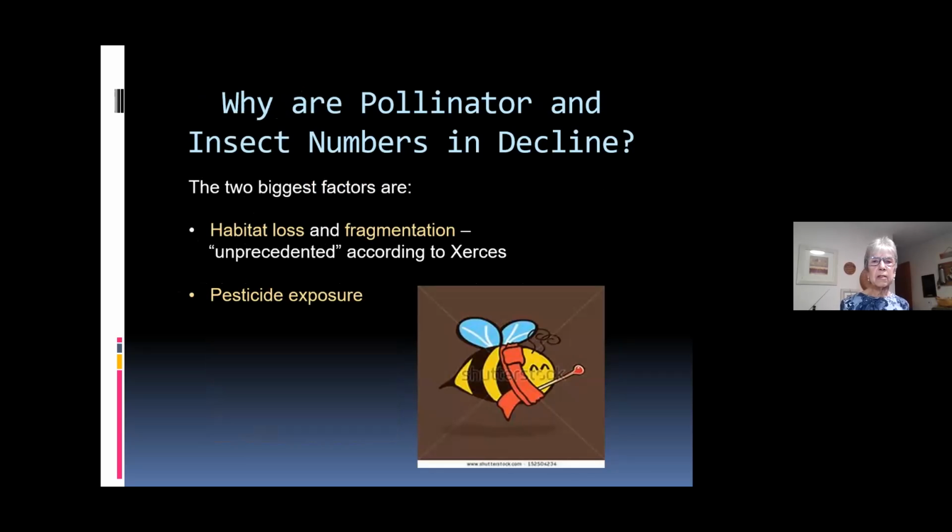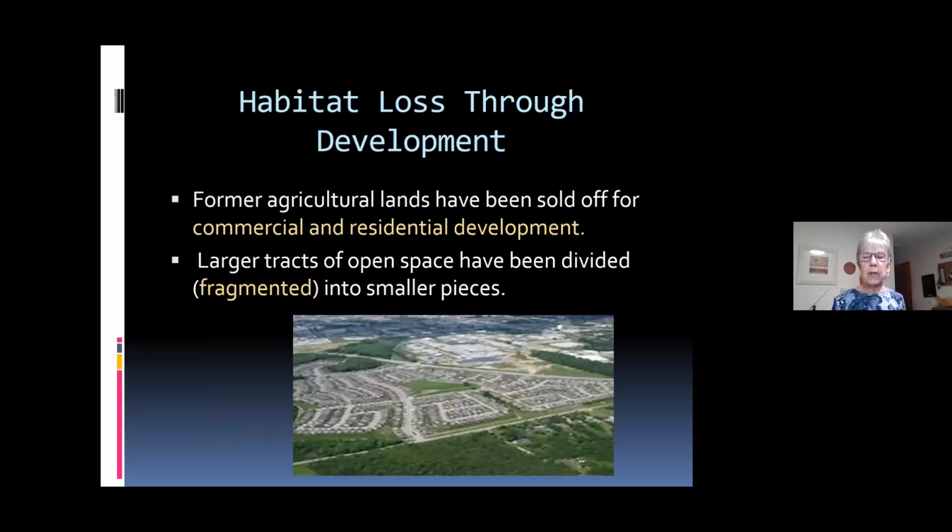So why is it that there are these declines? Well, the two biggest factors are habitat loss and fragmentation, which are related. They're not exactly the same thing. And the other factor is pesticide exposure. And we all know what's happening with our former farmland: it's being gobbled up with development of residential or commercial developments. And what has happened is that these larger tracts are fragmented, so that you've got places where, I wish I had a pointer, you can see that the green areas, the open spaces, are not necessarily connected.